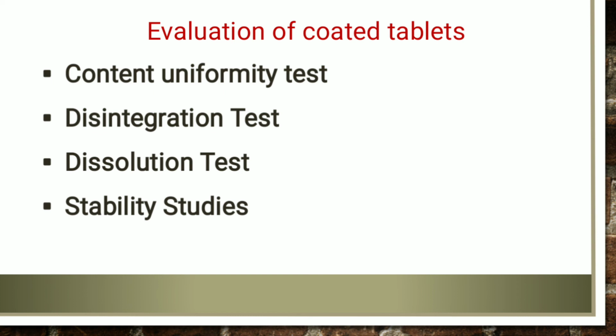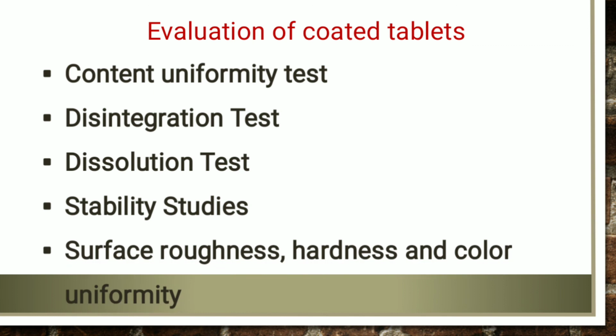Then the next test is surface roughness, hardness and color uniformity. This test can be performed by using instruments. However, in general, visual inspection is sufficient to define relative coated tablet quality. A practical quality measurement of the resistance of coated tablets to abrasion can be obtained by merely rubbing coated tablets on a white sheet of paper. Already we have seen, right?